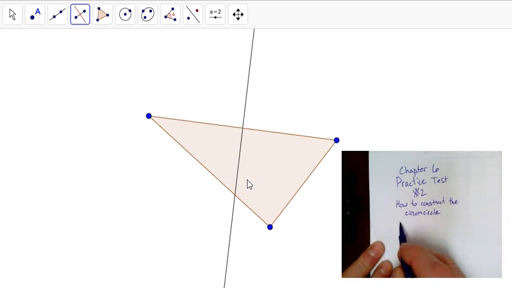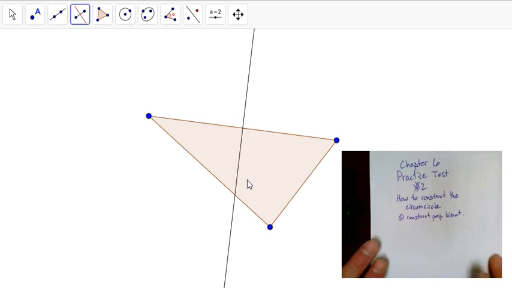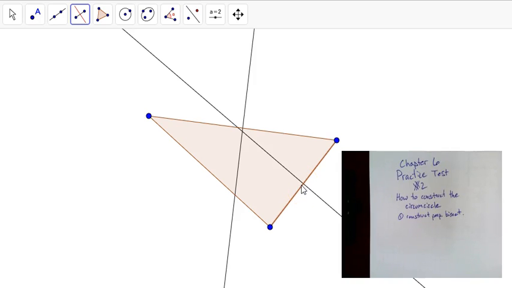So we're going to, step 1, construct perpendicular bisector. I'm going to abbreviate a little there, of one side. Next, we're going to construct a perpendicular bisector of another side. There we go. 2.